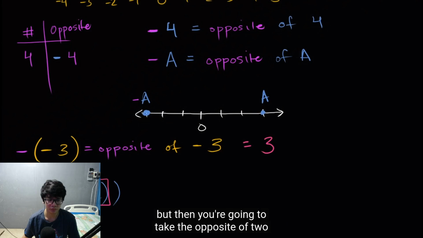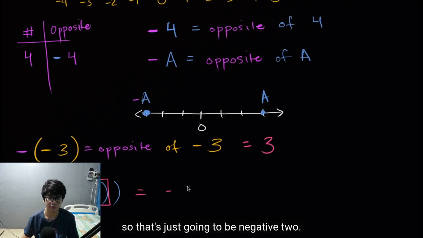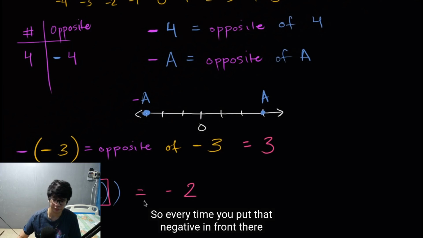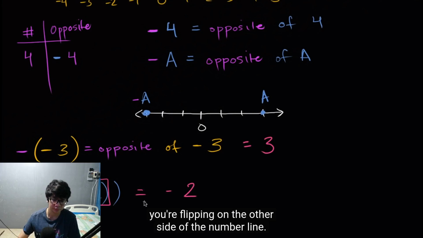But then you're going to take the opposite of 2, so that's going to be negative 2. If you threw another negative in front of this, it would be the opposite of all of this. It would be the opposite of negative 2, and then all of a sudden it would become positive. So every time you put that negative in front there, you're flipping to the other side of the number line.